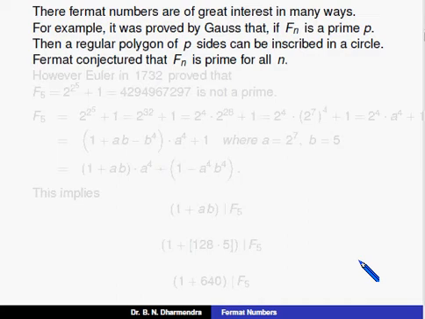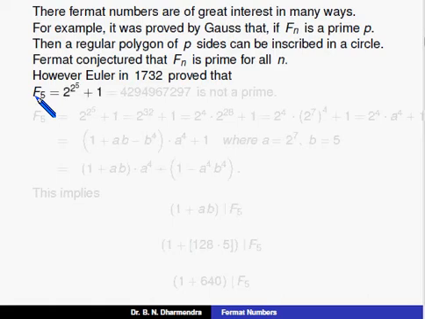So we can observe the next term. In 1732, Euler proved that F5 is not a prime number. So we got that answer: not all Fermat numbers are prime numbers. So Euler proved that F5 is not a prime number.